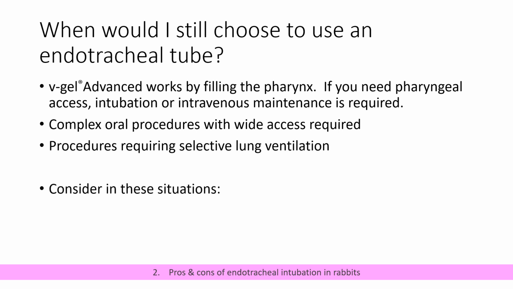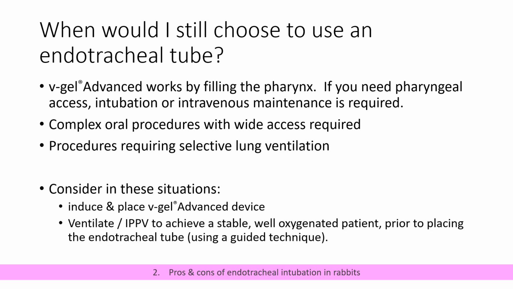What I would suggest is, if you're in these situations, the early part of anaesthesia, the immediate induction and post-induction period, is much easier with v-gel. You can place a v-gel and get an airway in seconds and ventilate the patient and stabilize them. So in those situations, I would consider placing your v-gel device, ventilating your patient so you get the oxygenation under control, you get your CO2 to an appropriate level, a nice stable plane of anaesthesia, and then once you've stabilized your patient, then place an endotracheal tube.